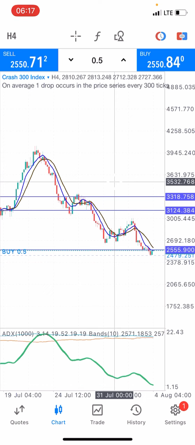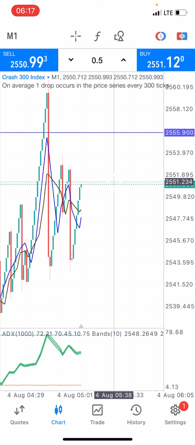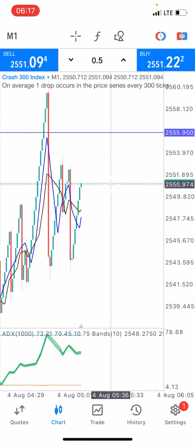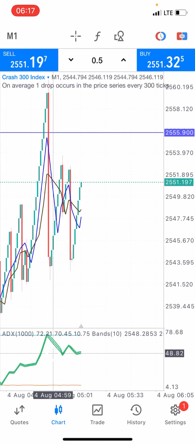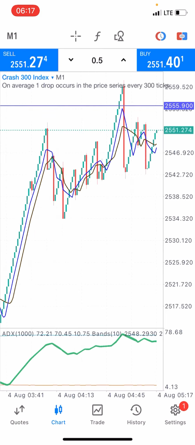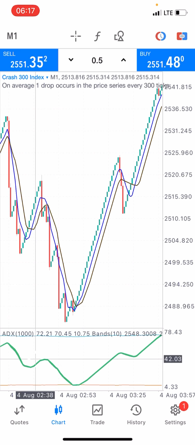So this is a Crash 300. And I've shown you, if you want to catch a spike, you have to use the 1 minute time frame. But you have to be sure where the market is. You have to do some analysis, okay? Very important. So if you want to catch a spike, once the market gets to this level, you go in for a sell. And also, once the market gets to, like now, you want to scalp some profits.